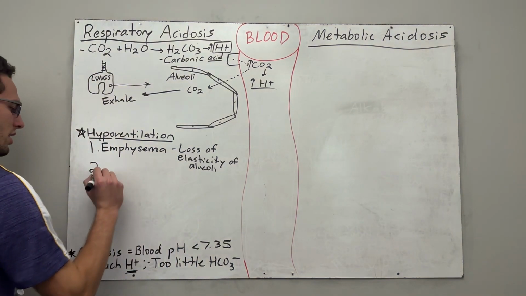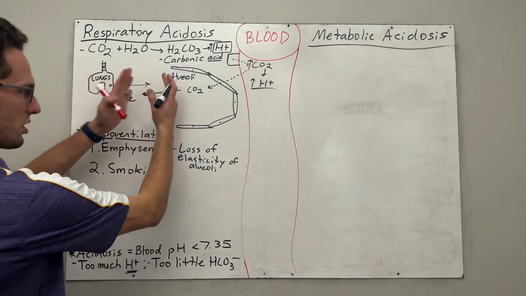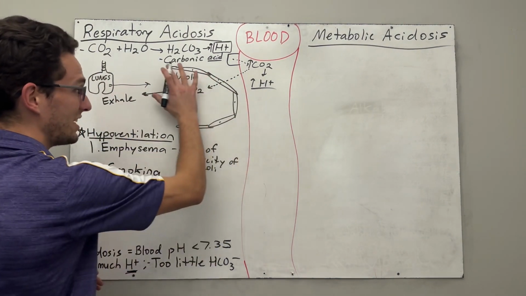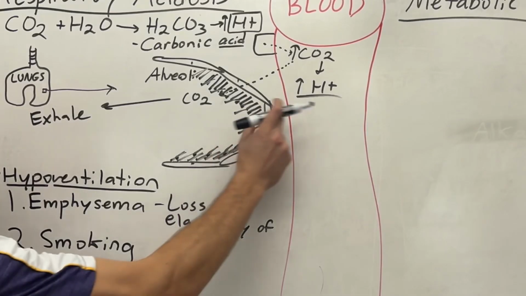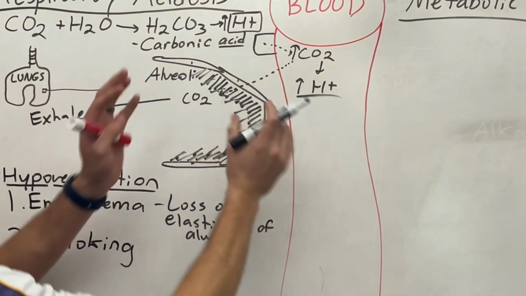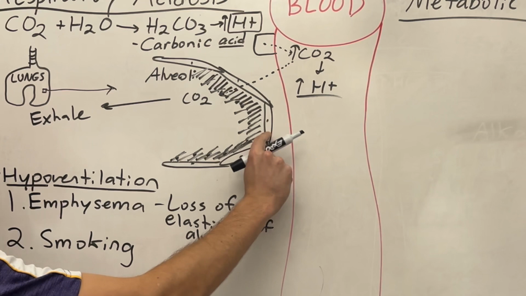The second thing is anybody who smokes. What smoking does is it actually throws a bunch of tar and other chemicals into the alveoli, and it can actually get too thick. And if this membrane gets too thick with all these cells and crud, well, now the CO2, normally it was passing through a really thin layer of the alveolar cells.